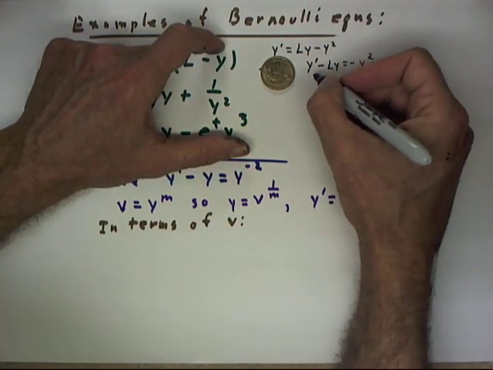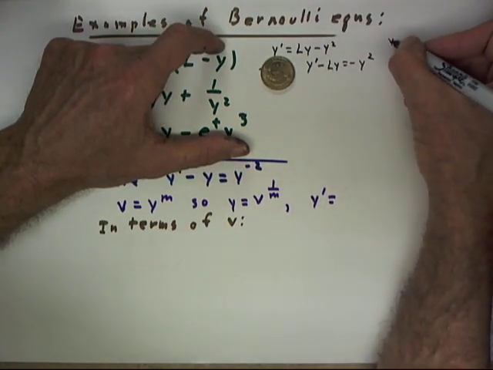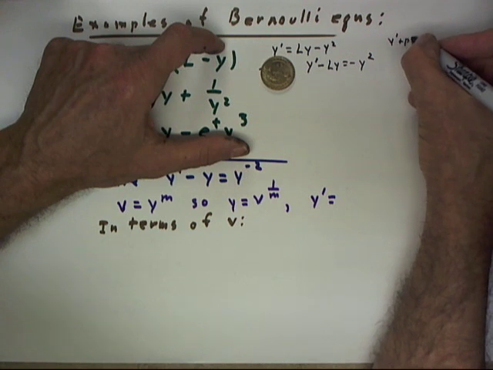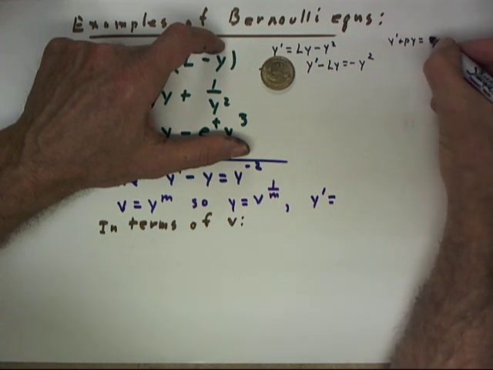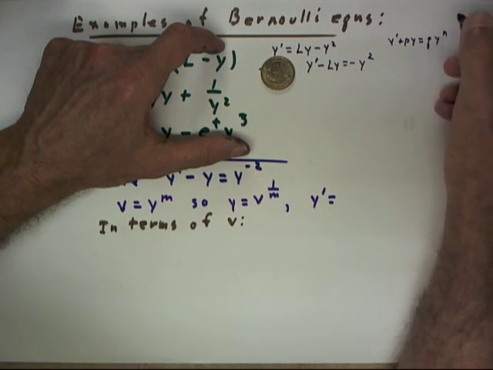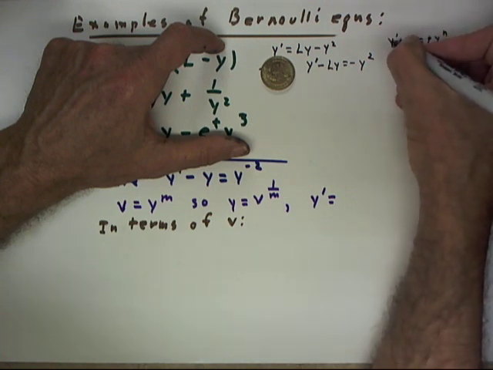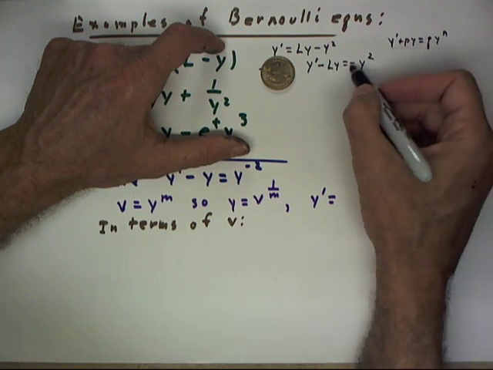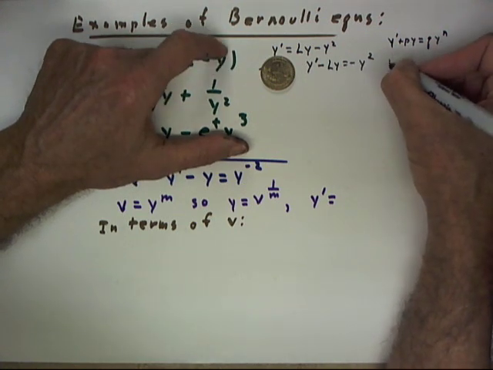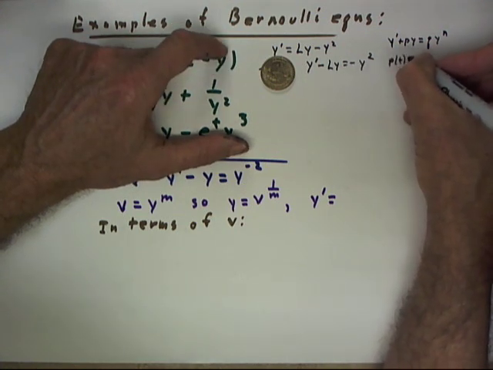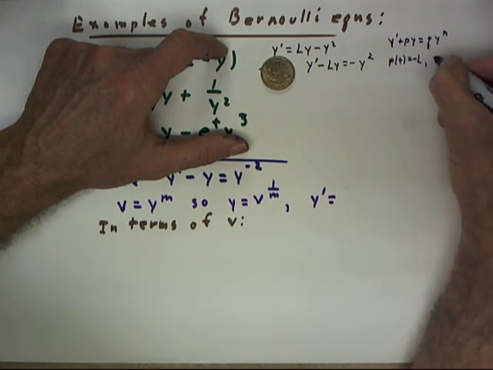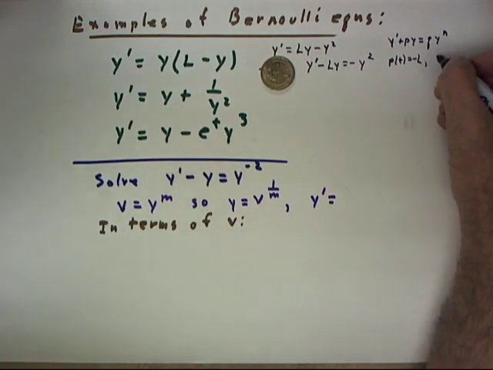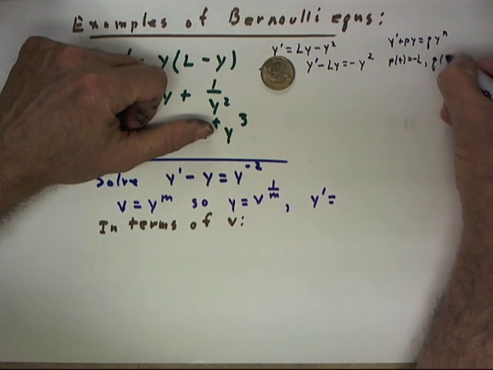Now this is of the form y prime plus p y equals q y to the n, for p of t equal to negative L, and q of t equal to negative 1.